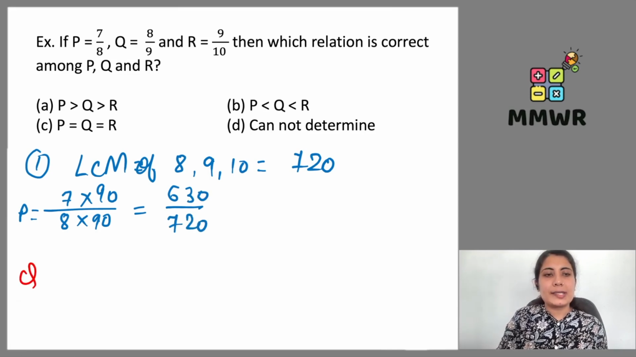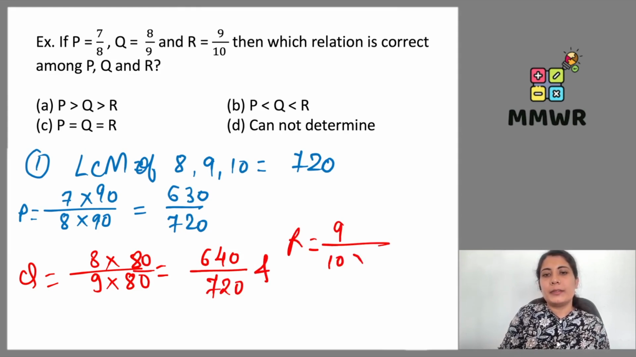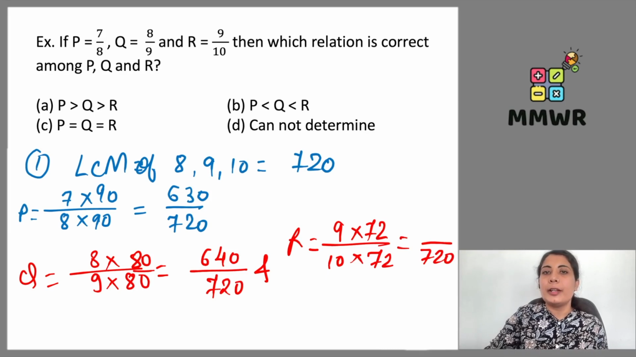Then the second fraction is Q, which is 8 upon 9. Here I will be multiplying by 80. So this gives me 8 8s are 64, that means 640 upon 720. And R value is 9 upon 10, which will be multiplied with 72, so that we will be getting 720 in the denominator. 9 2s are 18, carry over 1, 9 7s are 63 plus 1, 64.